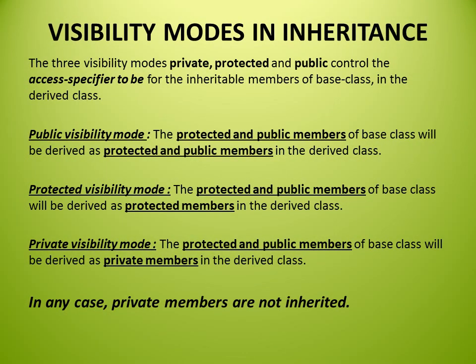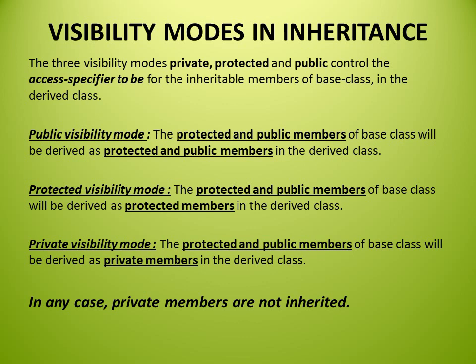Next, we move on to the visibility modes in inheritance. Actually, when you inherit a class, you can inherit in the form of private, protected or public. That is the three access specifiers in C++. Just a small recap. Private variables cannot be accessed by the objects of a class. Protected variables can be accessed by the inherited classes, not from any other class. And the public variables can be accessed by the objects of a class.